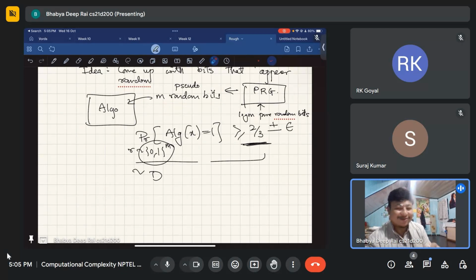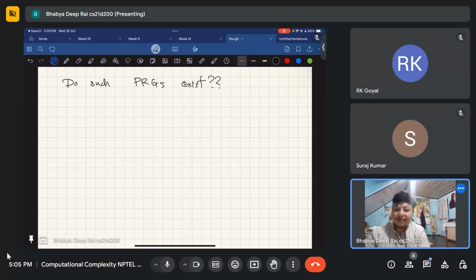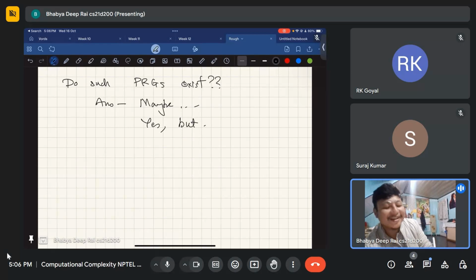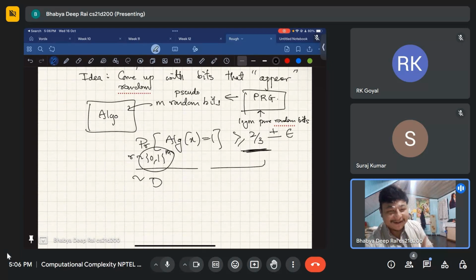And now the question is, do such PRGs exist? That is the question, right? Do such PRGs exist? The answer is maybe. The answer is actually yes, but something. Now I'll tell you what that but something is. But before that, I again want to say that there are other interesting things in pseudo randomness also. There is something called extractors.